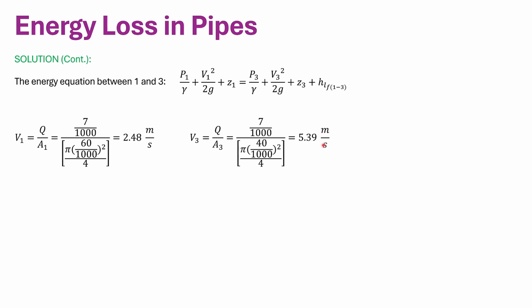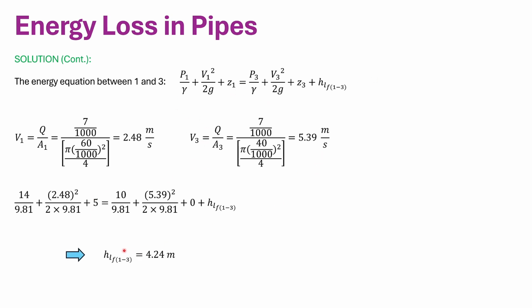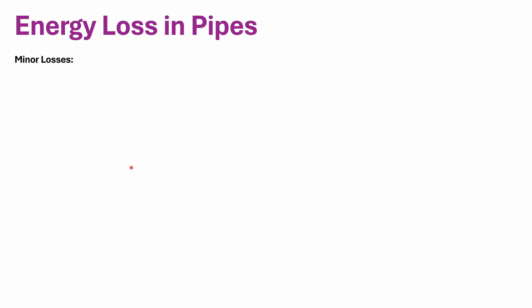V3: Q stays constant, but the diameter of the pipe is changing. So V3 becomes 5.39 meters per second. By plugging in the numbers into this equation, we get HLF from point 1 to 3 equals 4.24 meters. Next, we're going to talk about minor losses.